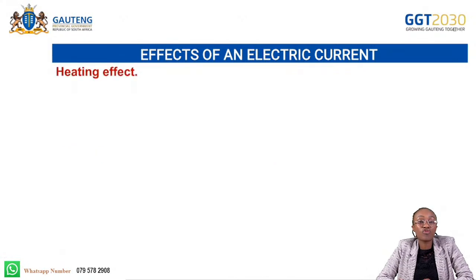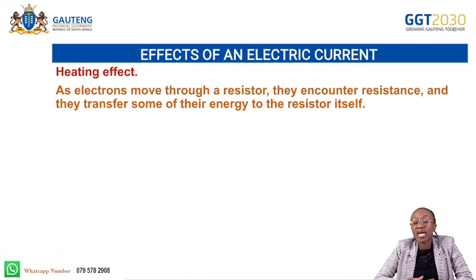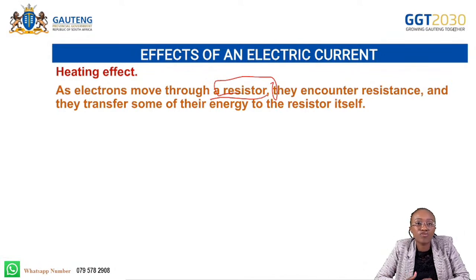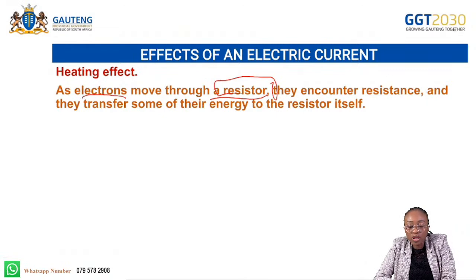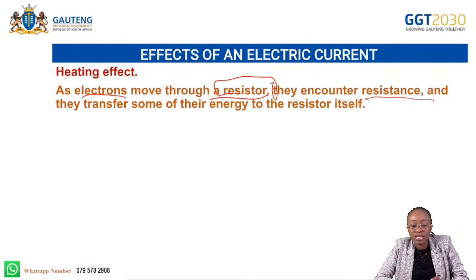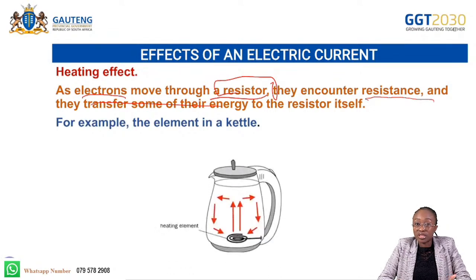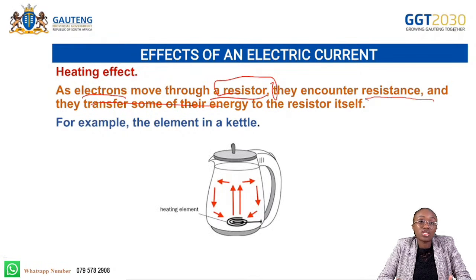So let's start off with the heating effect. As the electrons are moving through a resistor, they are going to encounter some resistance. Remember, a resistor's core purpose is to oppose the flow of charge and offer some resistance. So the electrons will encounter resistance and they transfer some energy to the resistor itself, for example the element in a kettle. Some of this energy is transferred to the resistor as heat energy.